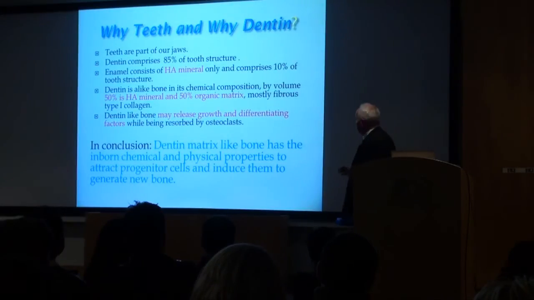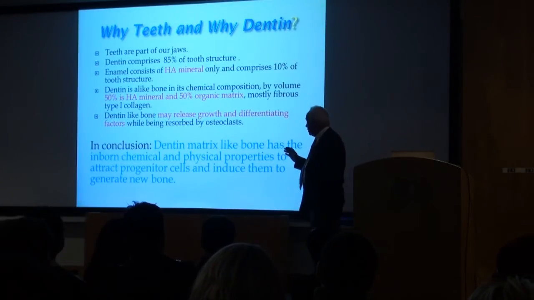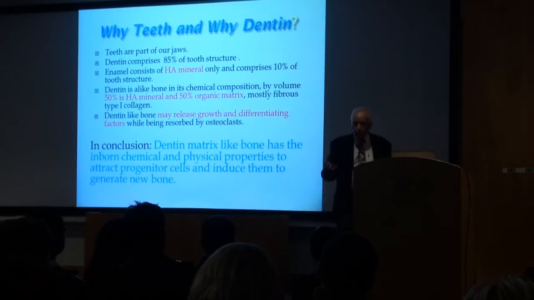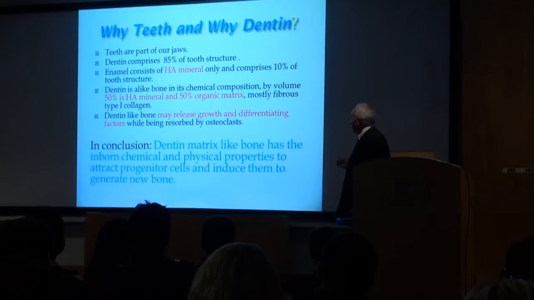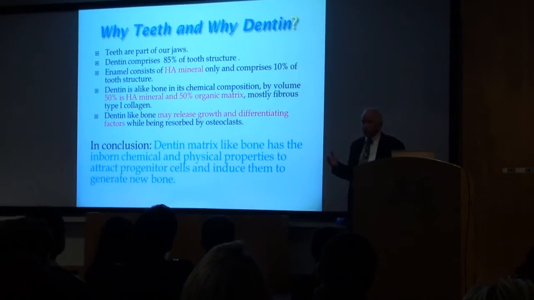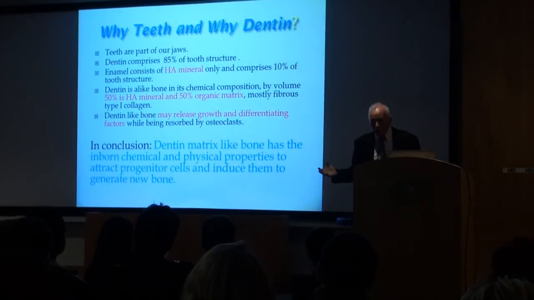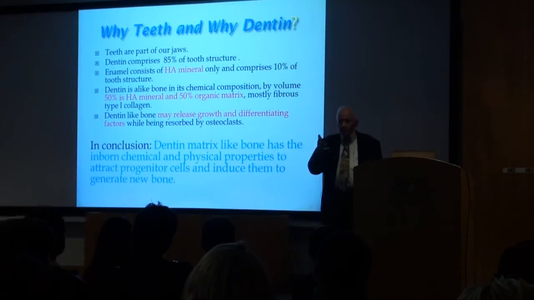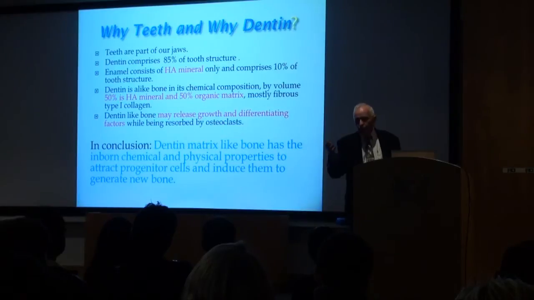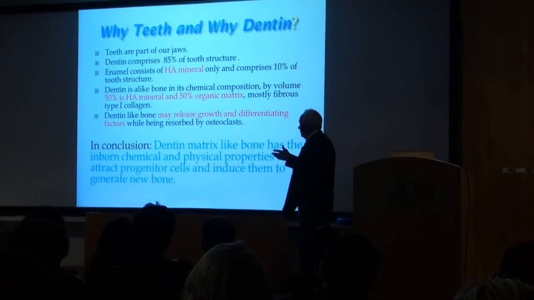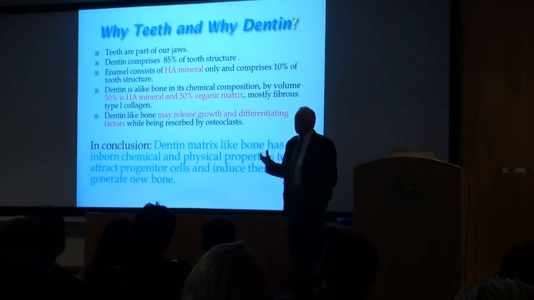So why dentin and why teeth? Because first of all, teeth are part of our jaws, our own tissue. Second, because dentin comprises 85% of the tooth structure. The enamel can also be used, because it's hydroxyapatite only, no problem. Cementum, we have very little volume of cementum in a tooth.